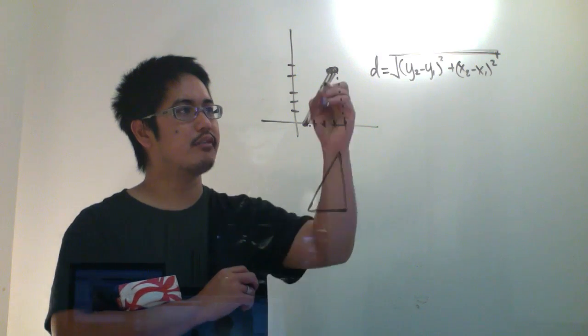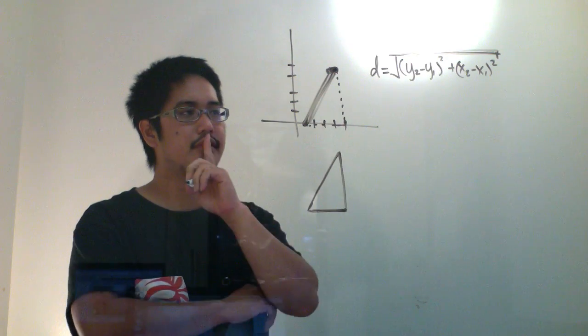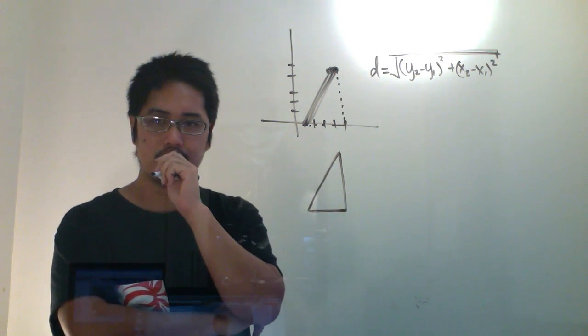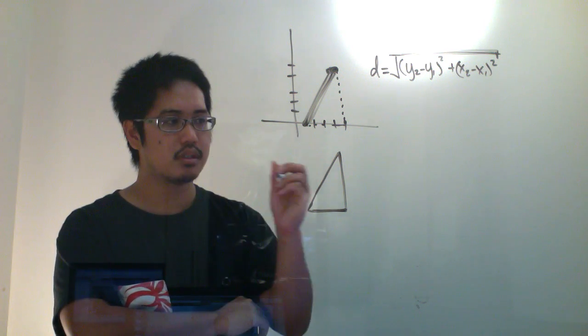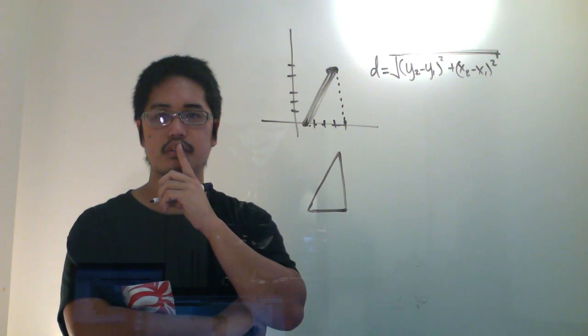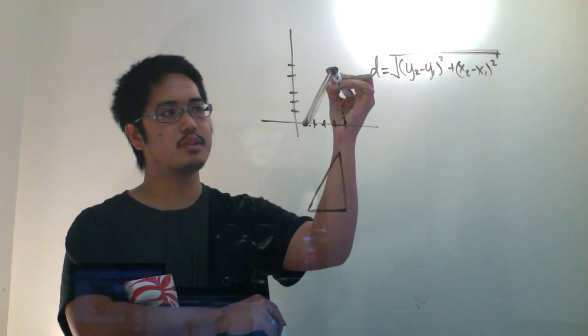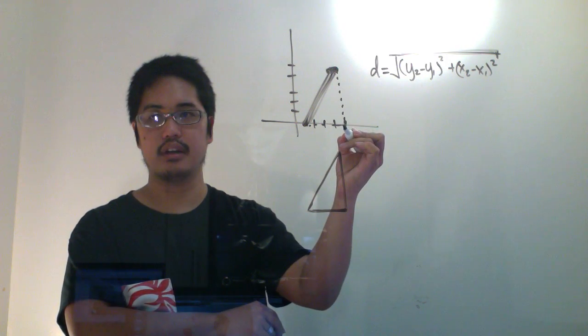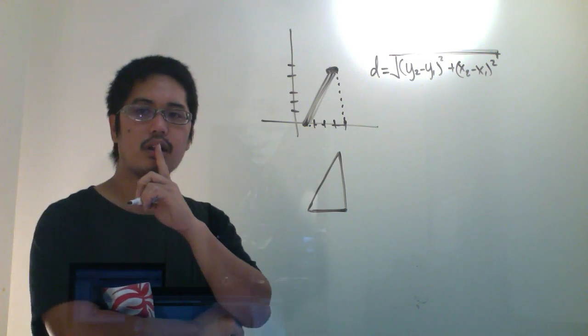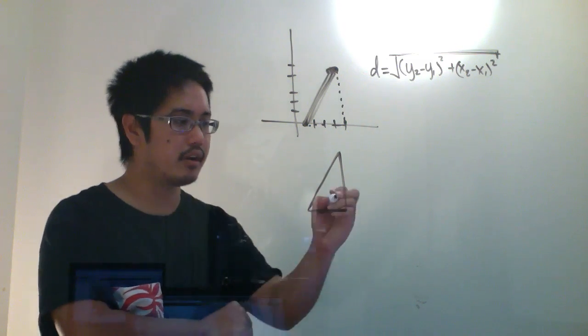If this point over here is 5, 5, how tall is that triangle? How high is it? Because the y value goes up to 5 over here, and it starts over here at 0. So how tall is this triangle? It's 5. All right, cool.